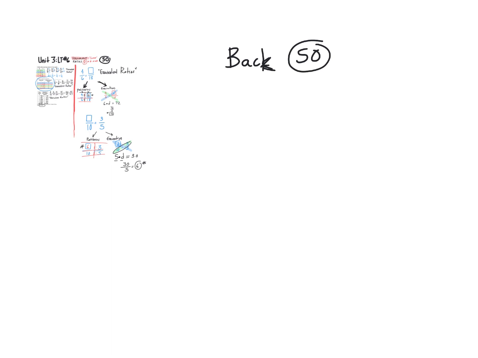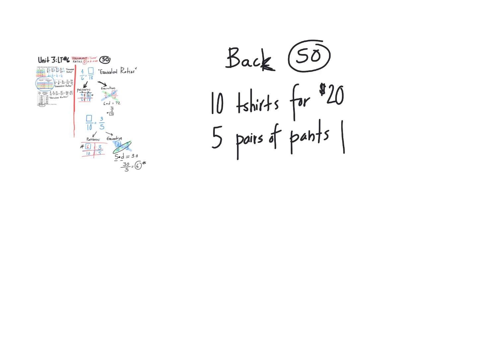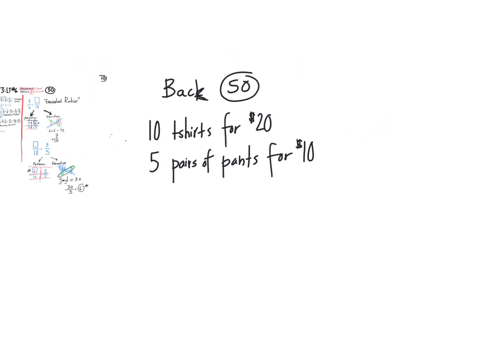For instance, if you have 10 t-shirts for $20, or 5 pairs of pants for $10, let's see if these ratios are the same. So we have 10 over 20, and we have 5 over 10. And we need to see, are these the same? Well, that's pretty easy. I'll show you how to work that out.